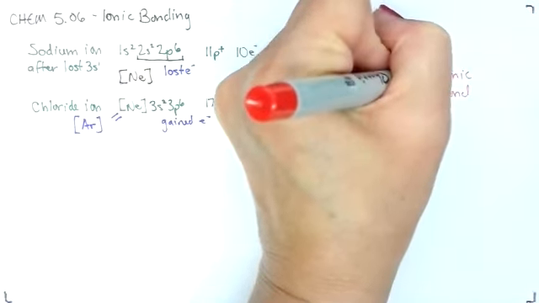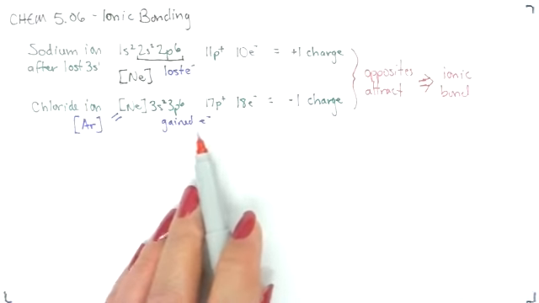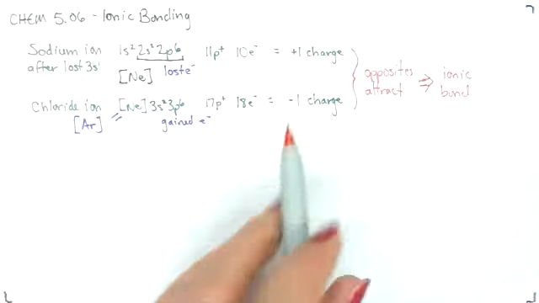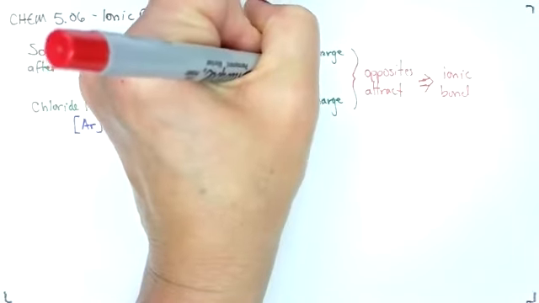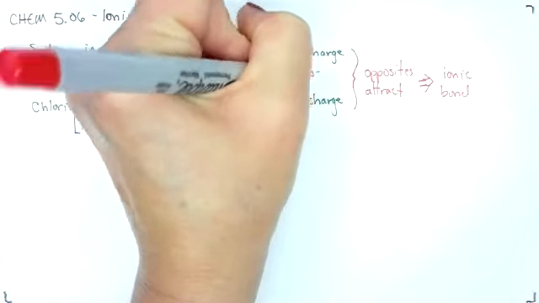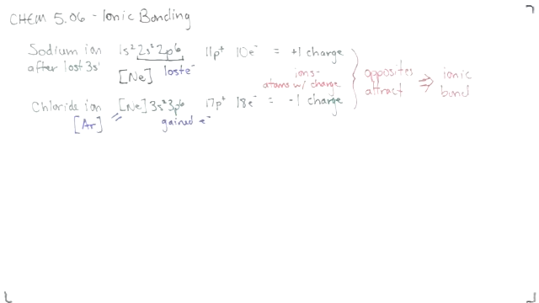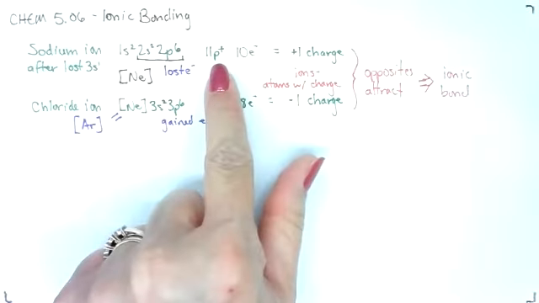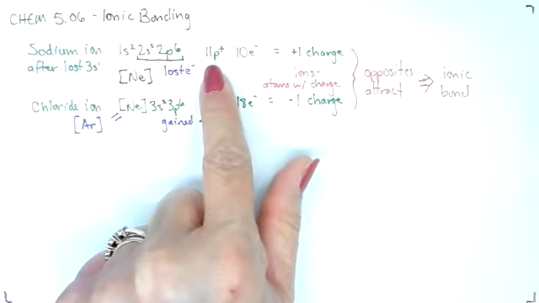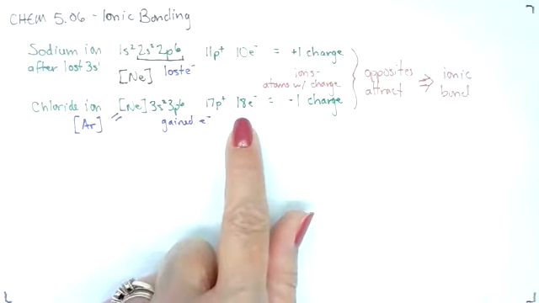Sometimes people mistakenly say that gaining or losing the electron causes the bond. No, it causes the ion. So remember, we call these ions, atoms with a charge. And a couple of chapters ago, we talked about how you find that charge. If you have one more proton or one less electron, you're going to have a +1 charge. If you have one more electron, you're going to have a -1 charge.